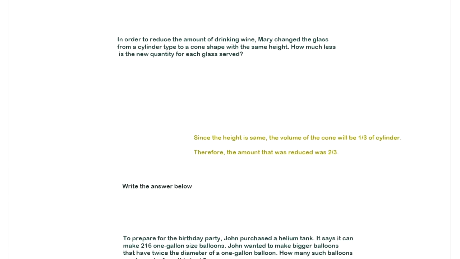In order to reduce the amount of drinking wine, Mary changed the glass from a cylinder type to a cone shape with the same height. How much less? Okay, so this is the volume of the cylinder versus the cone shape. Remember the coefficient is 1/3 for the cone, right? Okay.